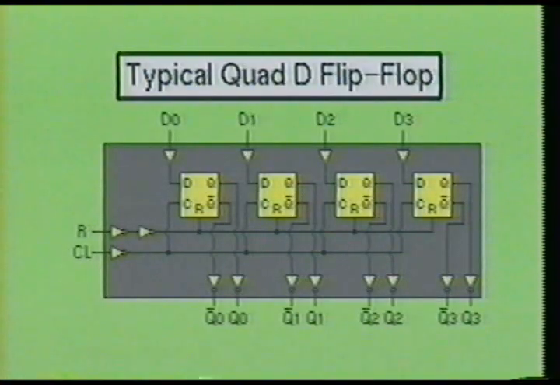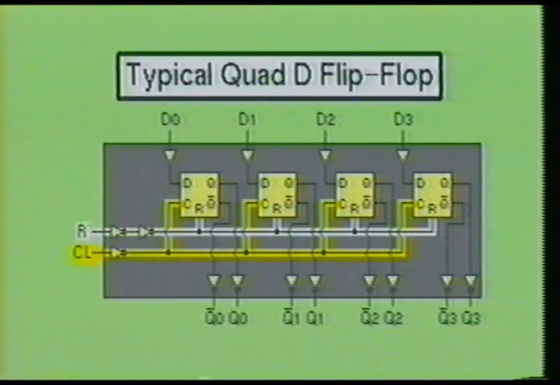Here we see a quad-type D flip-flop. This IC can be connected as shift registers or counter elements, as well as for specialized switching and timing control circuits. Even though this IC contains only 4 flip-flops with a common clock and reset inputs, there are other ICs available which will contain up to 16 flip-flops.